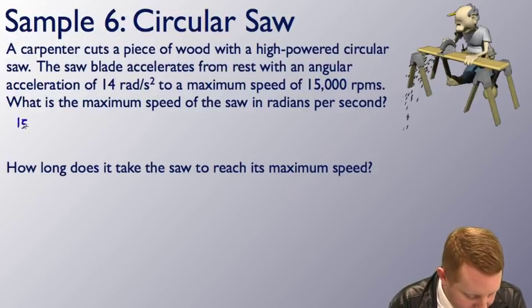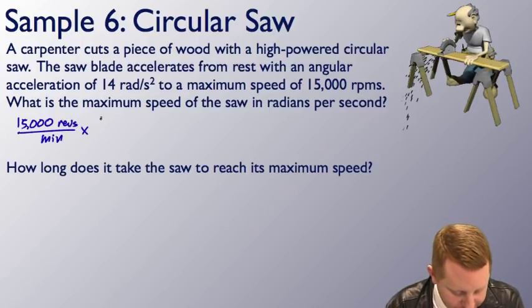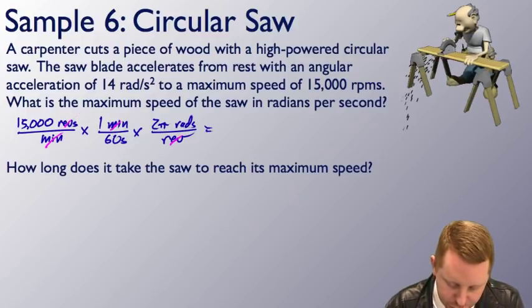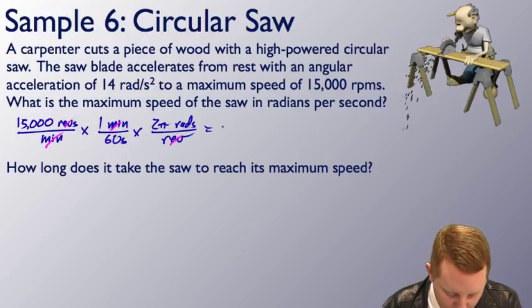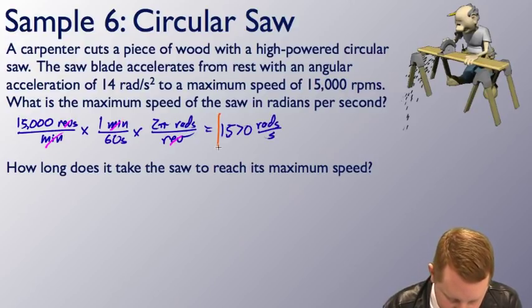Well, we've got 15,000 revolutions per minute. We'll convert minutes to seconds. 1 minute, I know, is 60 seconds. And we know we have 2 pi radians per revolution. So minutes will make a ratio of 1, revolutions will make a ratio of 1, and I'm left with 15,000 times 2 pi divided by 60, or 1570 radians per second.